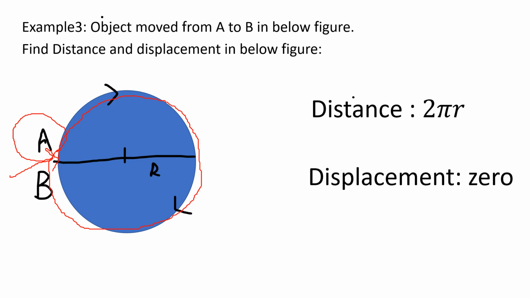It is very simple. Again I repeat, displacement is the shortest path and distance is whatever they travel. Displacement always has a direction because we need to find the shortest path. Distance has no direction; whenever it moves, it moves without any direction. Distance is a scalar quantity. Displacement is a vector quantity. Please remember all these points.